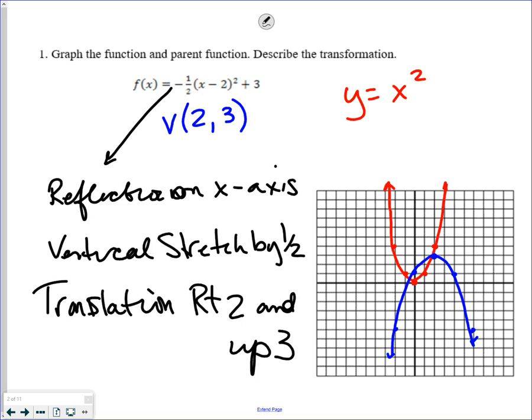On your test, you will be asked to do all of those. Graph the new function, graph the parent function, and describe all the transformations involved. So there's 1, 2, 3, 4 transformations on this one.